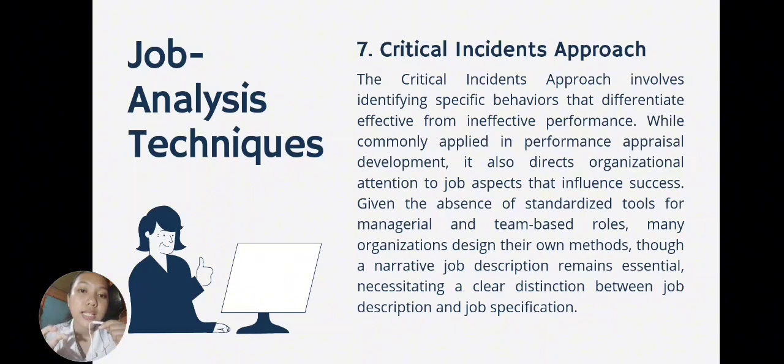Through these critical incidents, the company can see which behaviors are effective and which behaviors are ineffective. So for example, if a sales lady always smiles and always greets customers nicely, that behavior is an effective incident. If the sales lady is grumpy, does not pay attention, and does not greet customers, that is an ineffective incident. So usually this approach is used in performance appraisal, or evaluating performance.